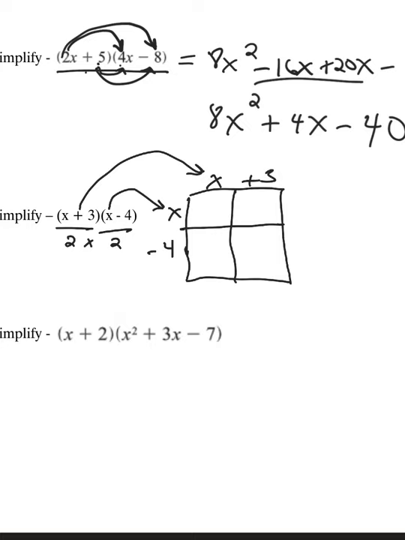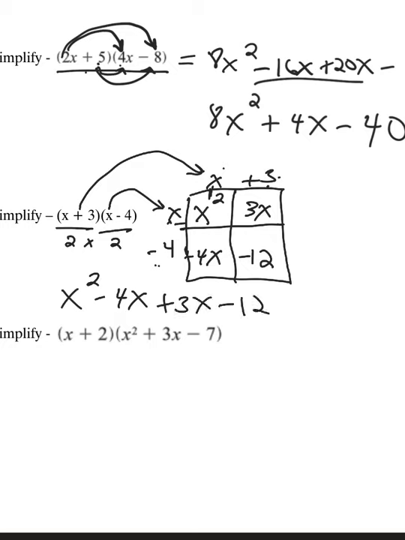For instance, x times x is x squared, x times 3 is 3x, x times negative 4 is negative 4x, and negative 4 times positive 3 is negative 12. Each time I had to line up what the top of the box was with what the side of the box is and multiply them. These are the four terms that I have: x squared minus 4x plus 3x minus 12. I can combine those two inner terms to get the answer, which is x squared minus 1x minus 12.